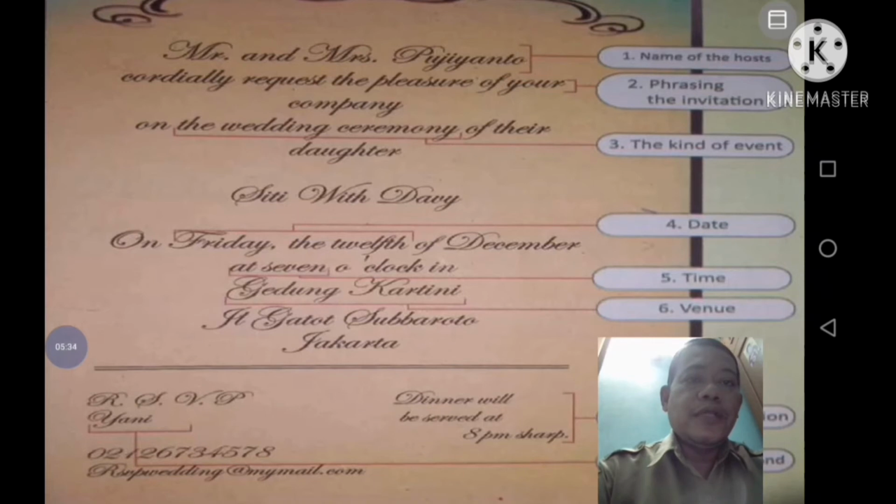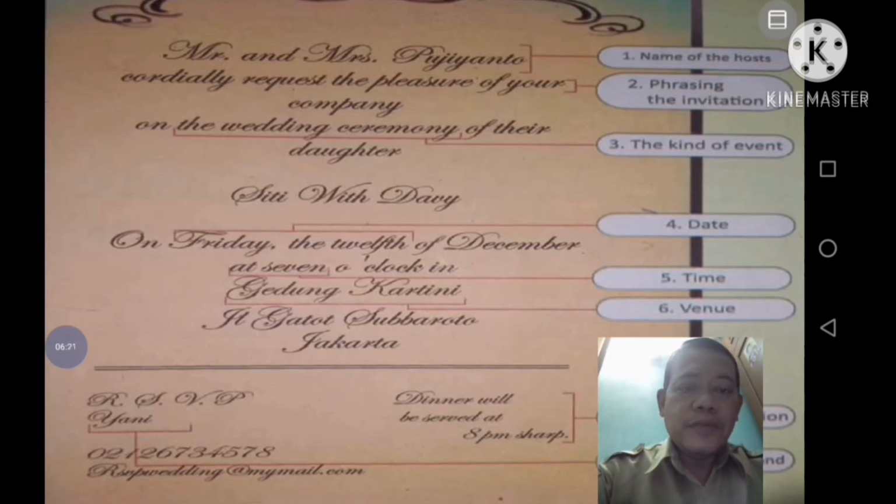The first, Mr. and Mrs. Pujianto, is the name of the host, and "cordially request the pleasure of your company" here is the phrasing of the invitation. Then "on the wedding ceremony of their daughter" is the kind of event. Siti with Devi here are the persons who get married. Then "on Friday, the 12th of December" here is the date. "At 7 o'clock" is the time. And Gedung Kartini here is the venue at Jalan Gatot Subroto, Jakarta.